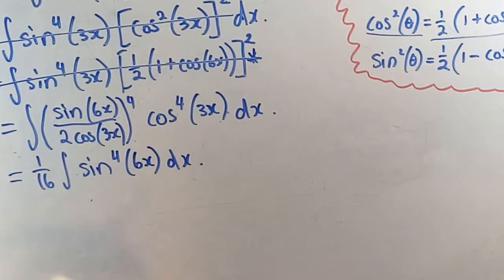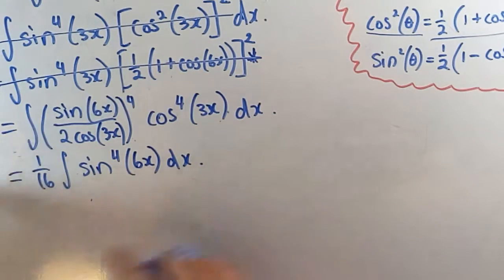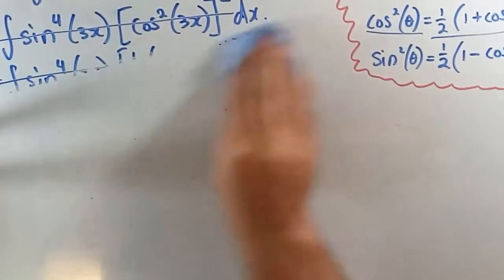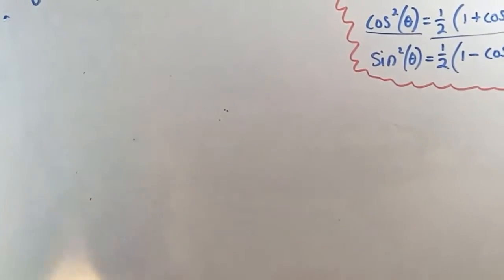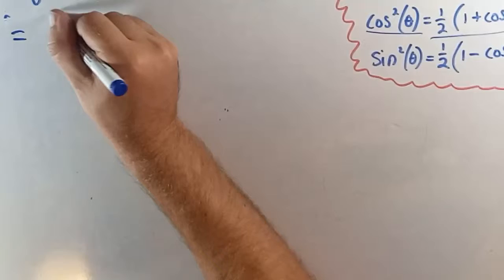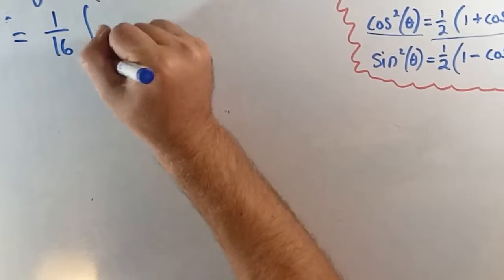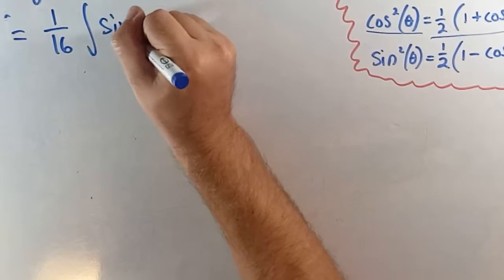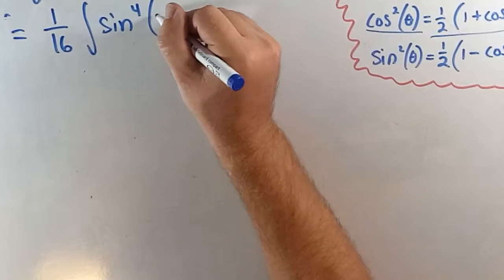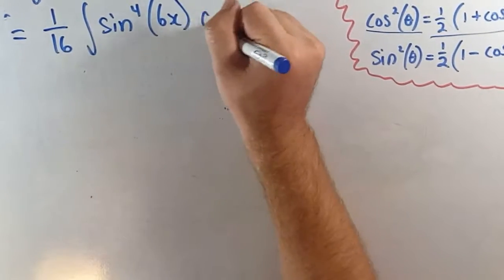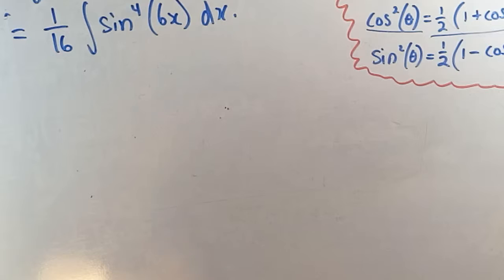I'll tidy up. I'm going to rub this out. Just remember this bit. I'm going to write it back up at the top because I've still got a few more steps to go. So 1 on 16 sine to the 4 of 6x dx. Hopefully I wrote that out right. Okay, I think I wrote that in my book.